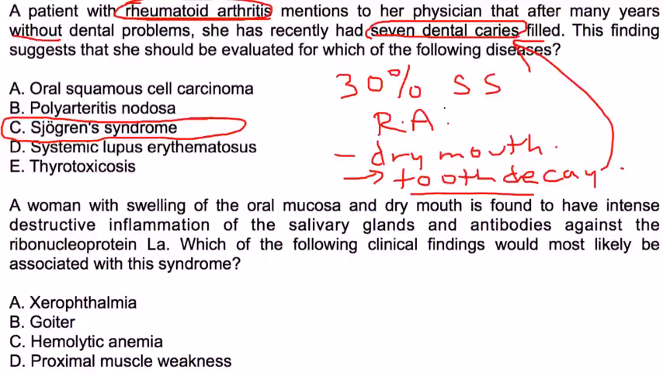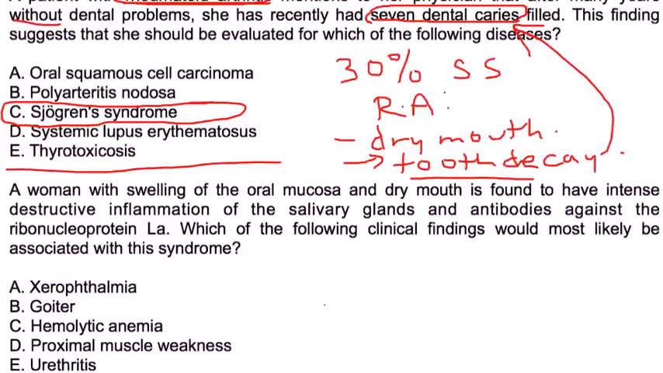And the final vignette is this one. A woman with swelling of the oral mucosa and dry mouth is found to have intense destructive inflammation of the salivary glands and antibodies against the ribonucleoprotein La. Which of the following clinical findings would most likely be associated with the syndrome?